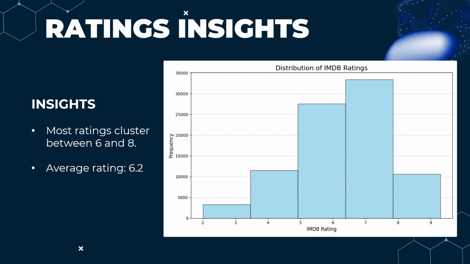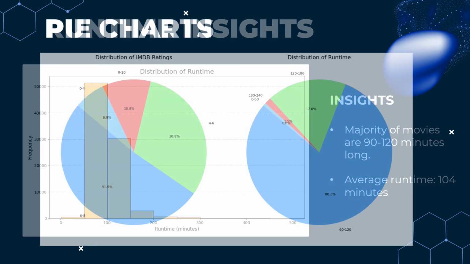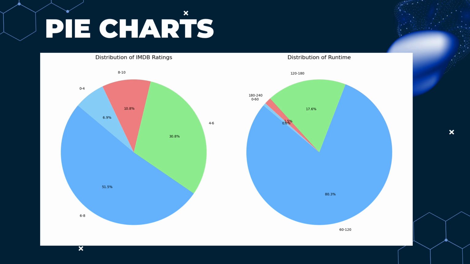Runtime insights. The analysis of movie runtimes showed that most films fall within the range of 90 to 120 minutes. The average runtime was calculated to be 104 minutes. This indicates that filmmakers often produce movies of this length, possibly because it aligns well with audience viewing habits and preferences. Here we have 2 pie charts showing key distributions.